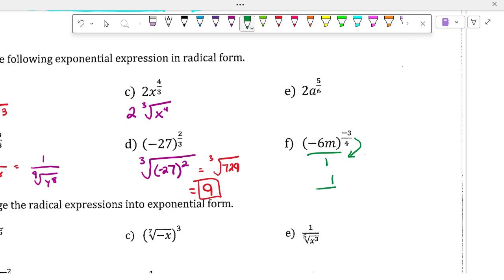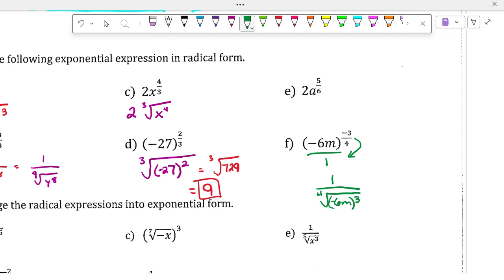So this would be 1 over negative 6m. What type of radical is it? It's a fourth. What was it raised to? Positive 3.